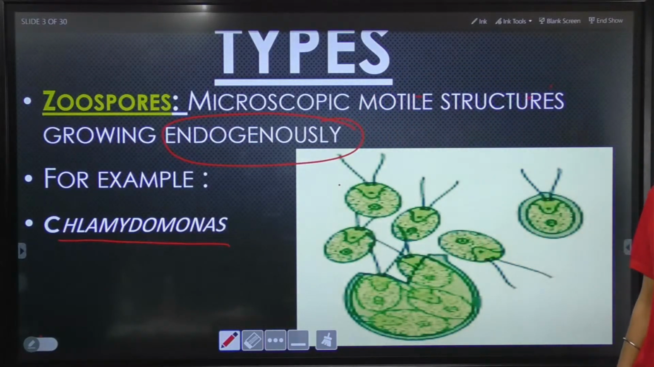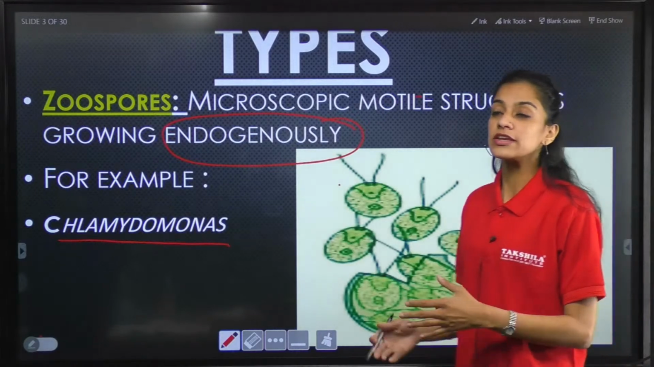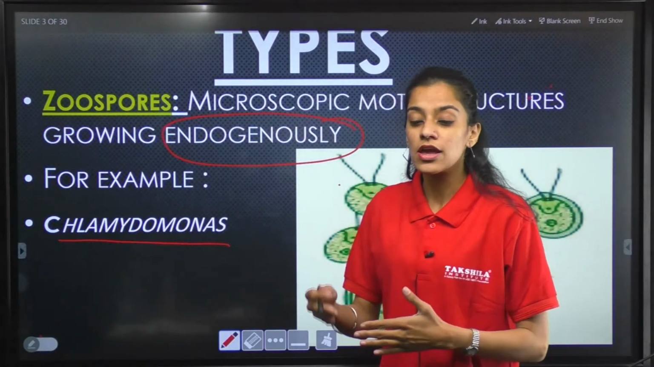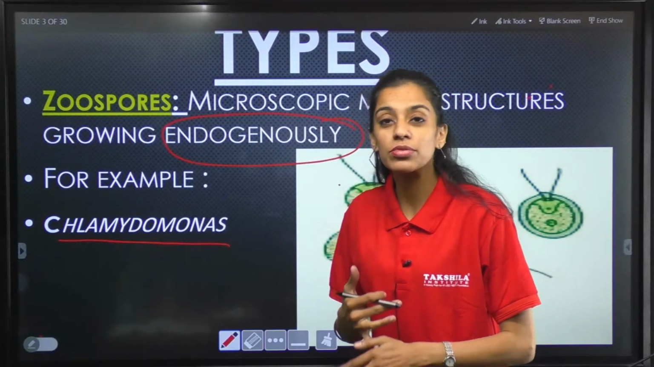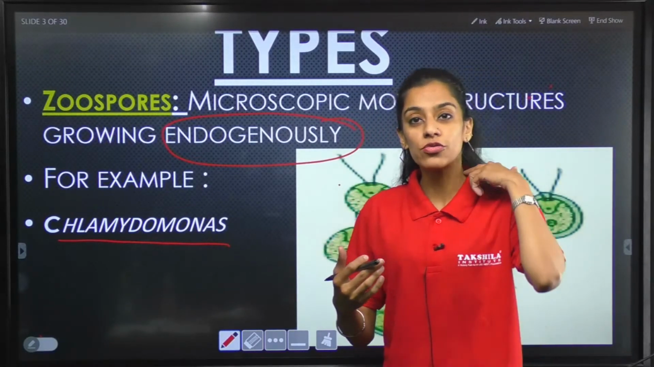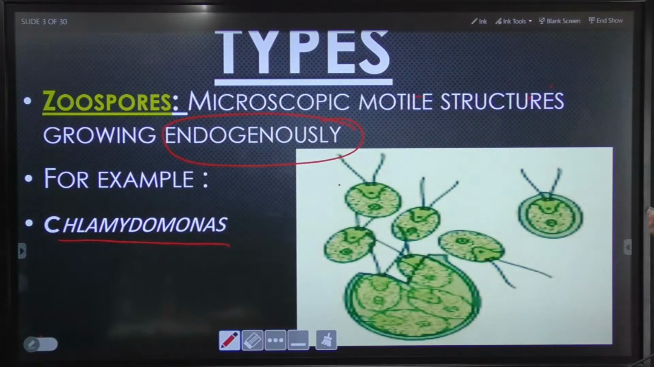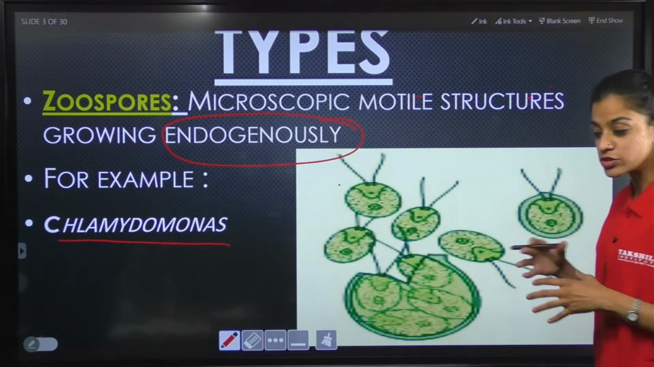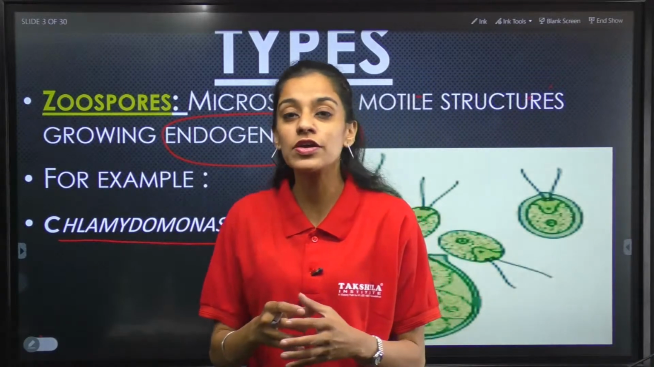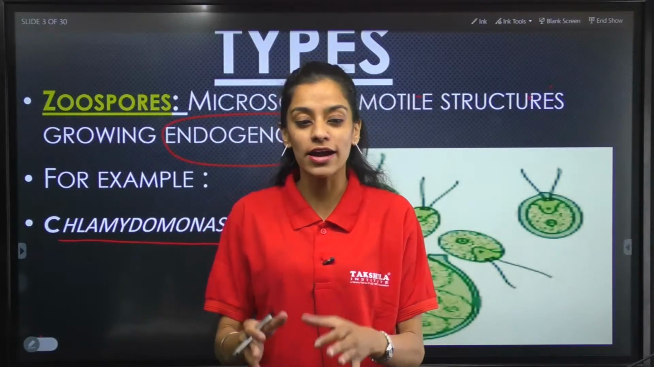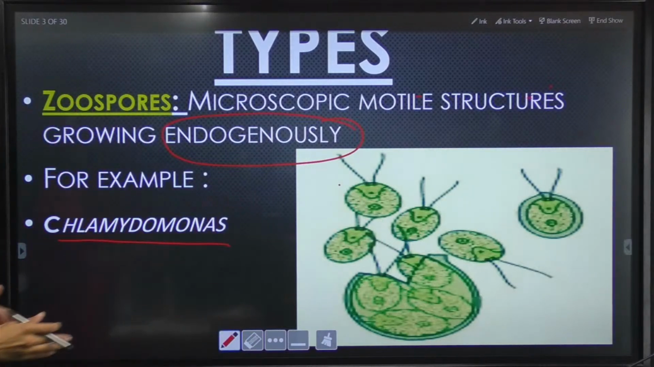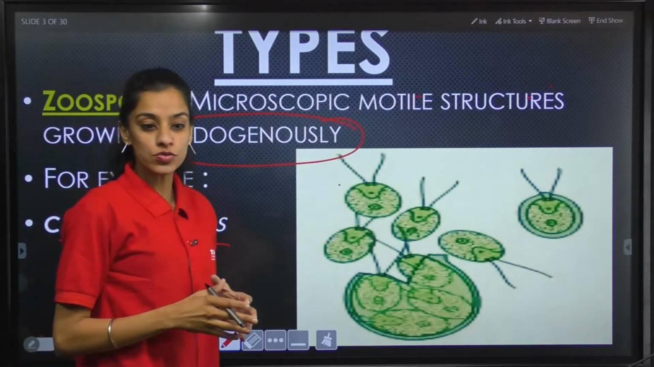Sporulation, any kind of spores, in some organisms it may be unfavorable or it can be favorable, in a positive sense to someone or a negative sense to someone else. Now the zoospores are microscopic motile structures. Motile means they help in movement and locomotion. One particular example is Chlamydomonas, which belongs to the class of green algae.